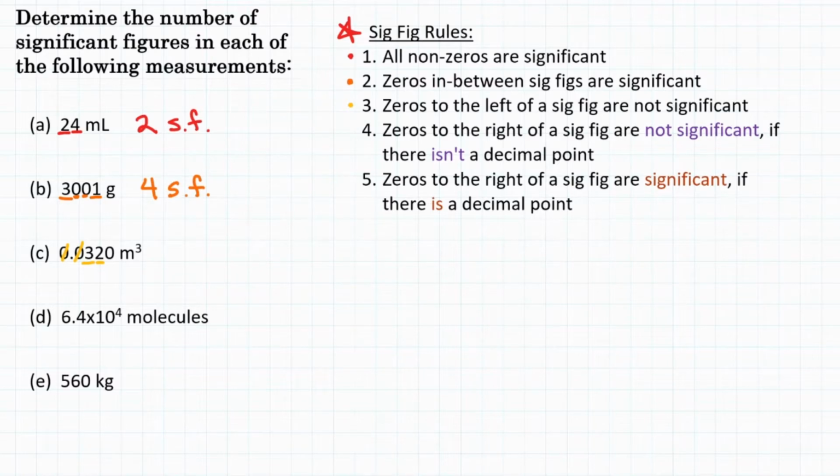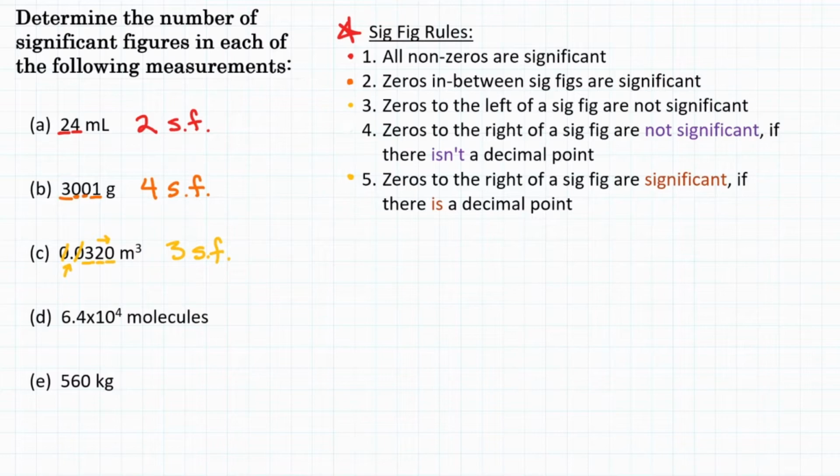We're going to have to look at rules 4 and 5. So 4 says zeros to the right of a sig fig are not significant if there isn't a decimal point. Well, we have a decimal point. It's right there. So let's look at rule number 5. Zeros to the right of a sig fig are significant if there is a decimal point. So we do have a decimal point. So this 0 being to the right of the 2, which is a significant figure, that being in that spot with the decimal means that it is significant. So here we're going to have 3 sig figs.